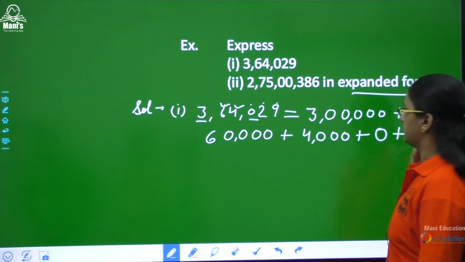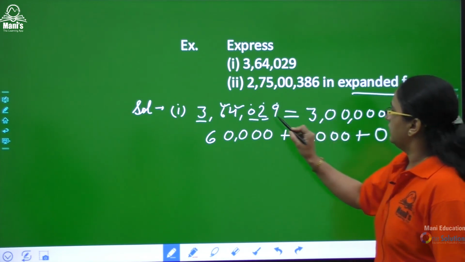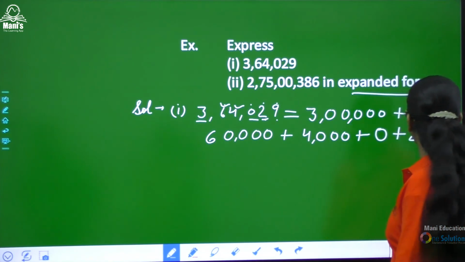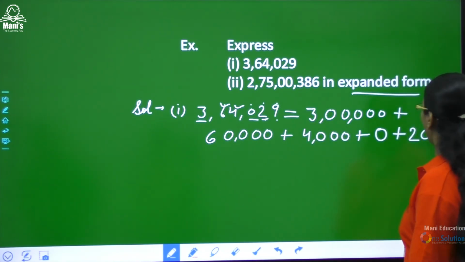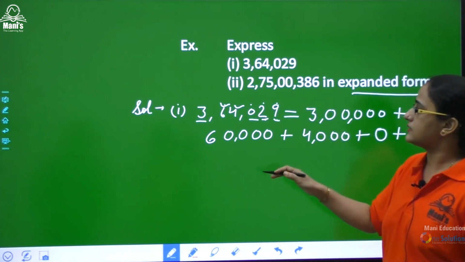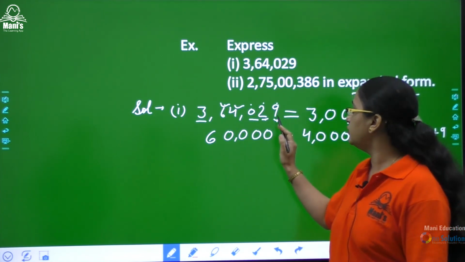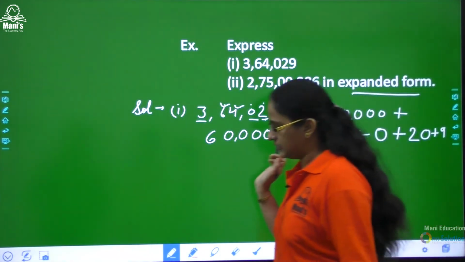Okay, plus. Now come to the next digit, that is 2. After 2, there is only 1 digit. So we have to put 1 zero. And then plus 9, only the single digit is there. As we discussed in the last topic also, the face value and place value of the one's place never change. So this is the expanded form of this.